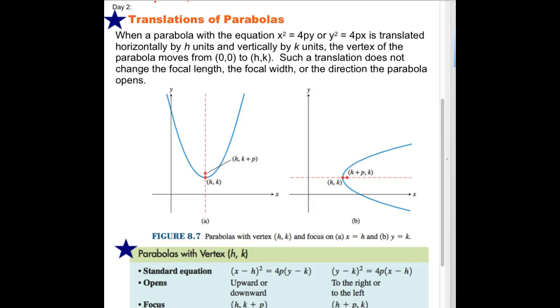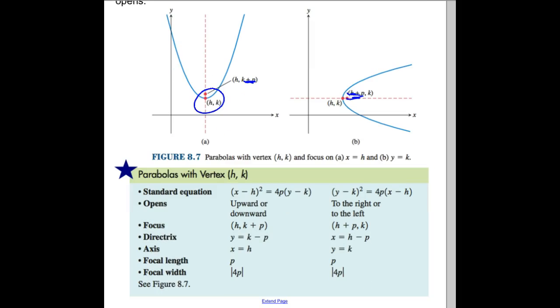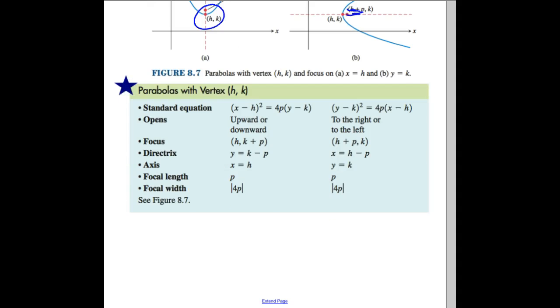Looking at our sketches here, we're looking at both an x squared kind and a y squared kind, and just that idea of if we shift the vertex, it is now at this point (h, k), the focus is still going to be p units from it. So p units going up means we have changed the y coordinate by p units. If we're moving it left or right, we're changing our x coordinate by p units.